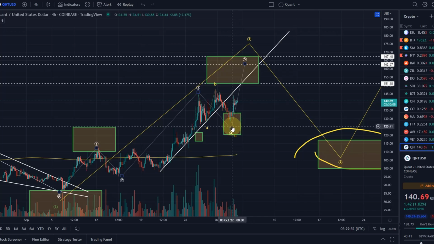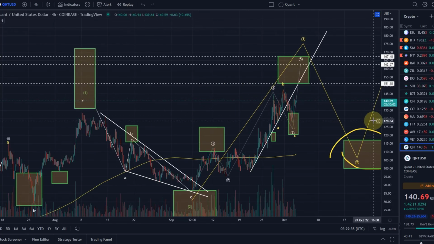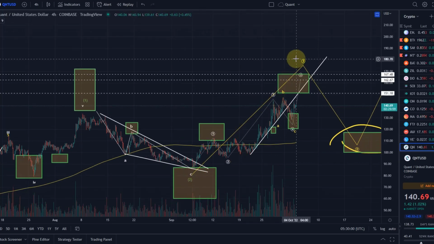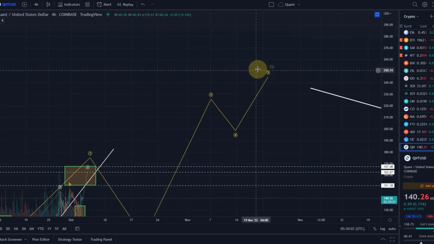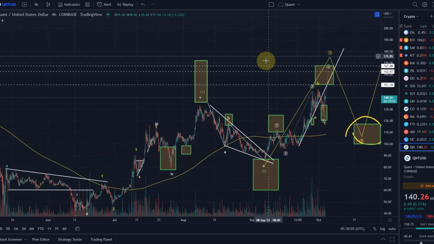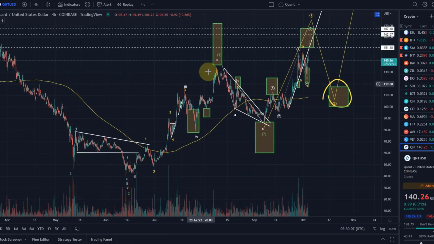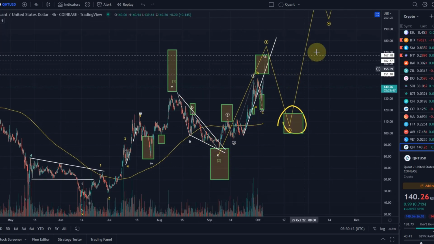And basically said to you that my point of view is that we have not yet finished this first wave in yellow of the larger impulse in a wave 3. As you remember, we did our wave 1 here, which peaked at around $133. We came down in a wave 2, and my opinion is that we're now in the wave 3.